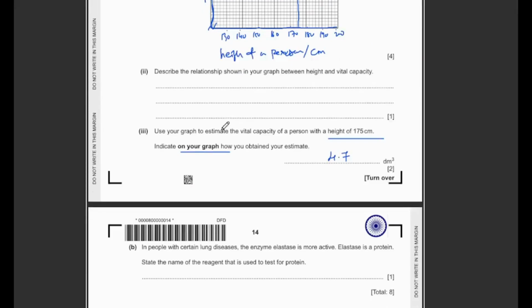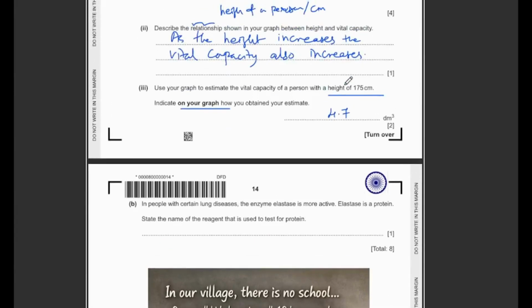Okay, here. Next one is describe the relationship shown in your graph between height and vital capacity. So what is happening? As the height increases, the vital capacity also increases. Okay, we have to give the relationship, right? As the height increases, the vital capacity also increases, right? Directly proportional. Okay, now ending with the last question.